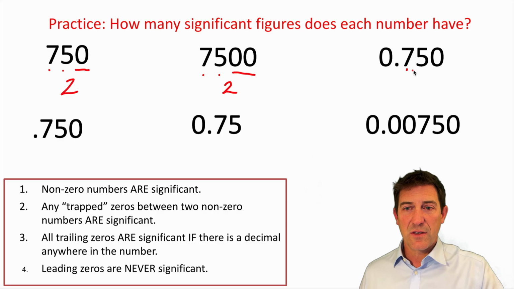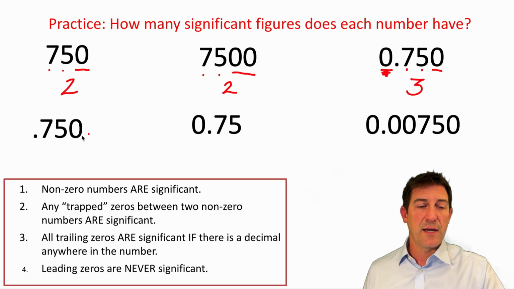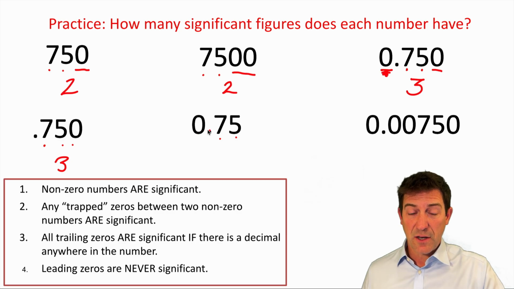Over here, we've got the 7 and the 5. Let's look at this one. This is a leading 0, and leading zeros are never significant. So we're not going to count that as one of our significant figures. This is a trailing 0, and there is a decimal, so this one has 3. Down here, 1, 2, there's a trailing 0, and there is a decimal, so this one has 3. This one has 1, 2. There is a leading 0, not because it comes in front of the decimal point. It's a leading 0 because it comes in front of the first non-zero number, and leading zeros are never significant, so we have 2.